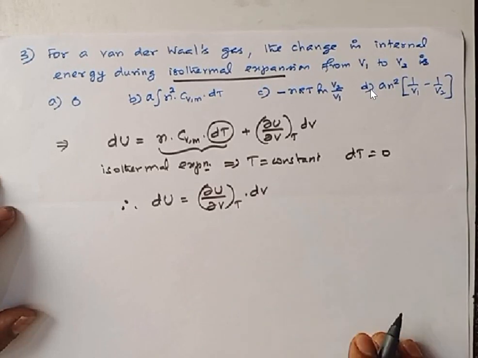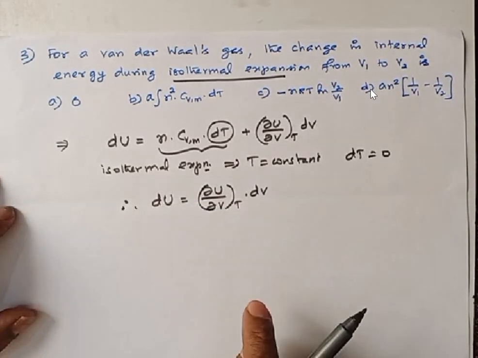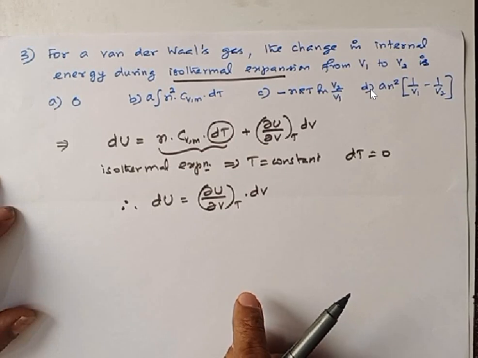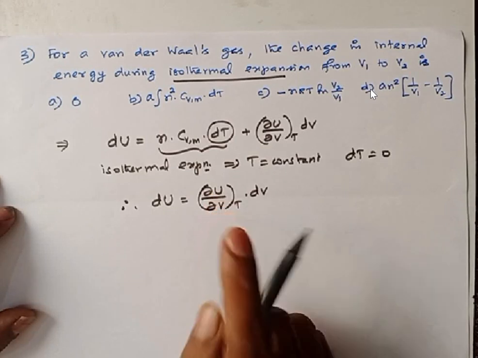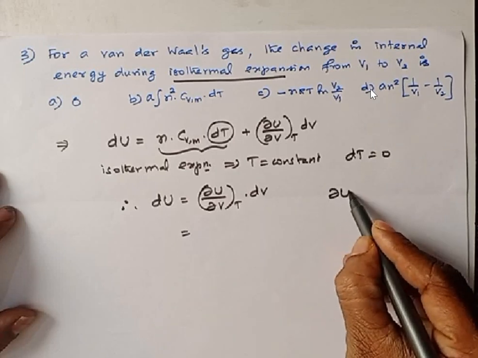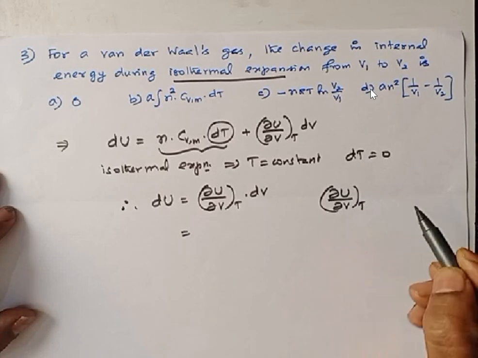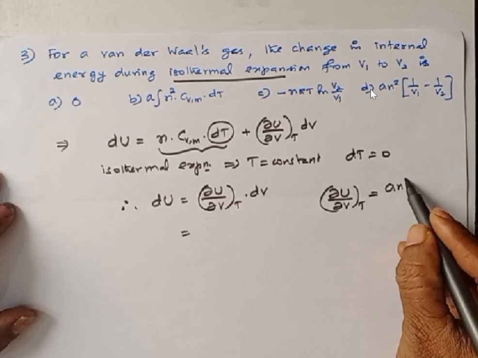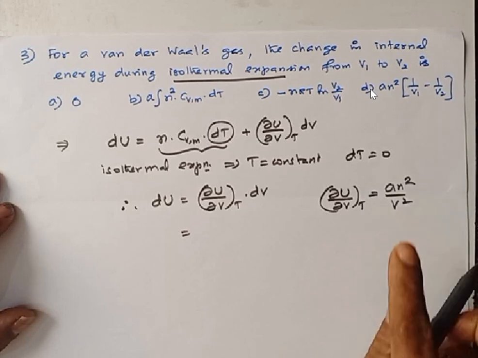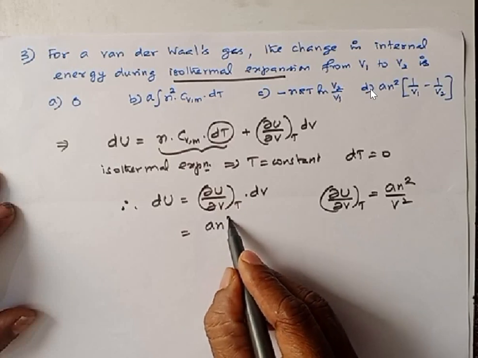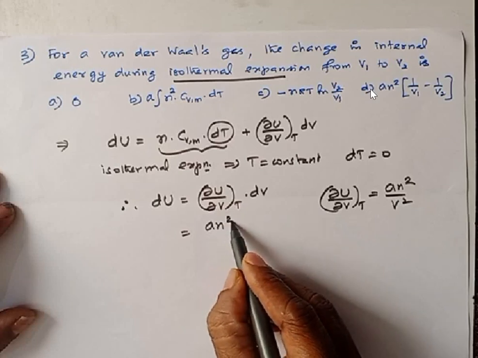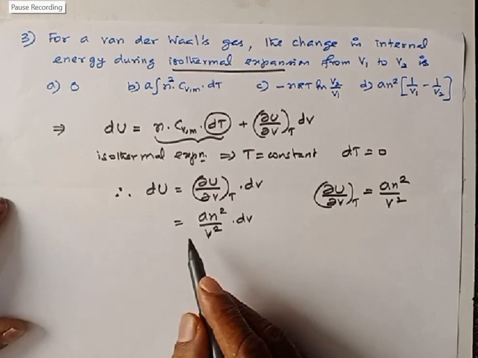This is the expression. And in the last question, we discussed that dou U by dou V at constant temperature for a van der Waals gas is equal to a n square by V square. So I'll put this value here. So a n square by V square into dV. This equation is for small change.